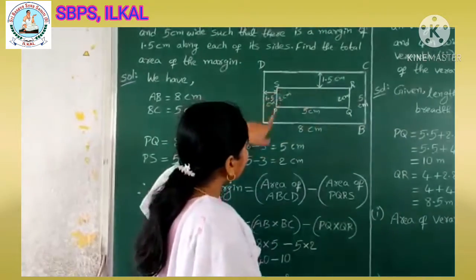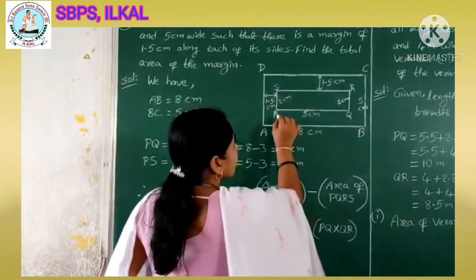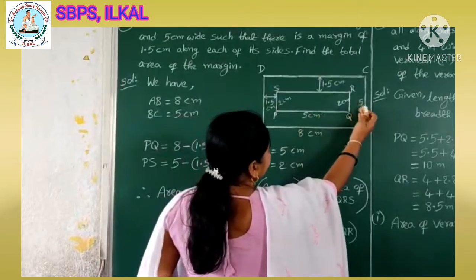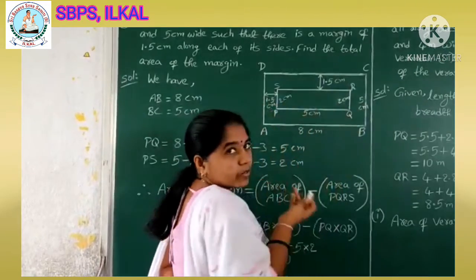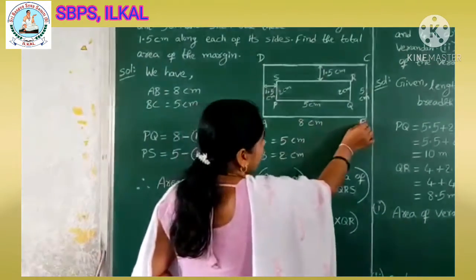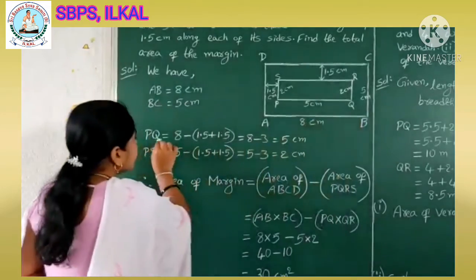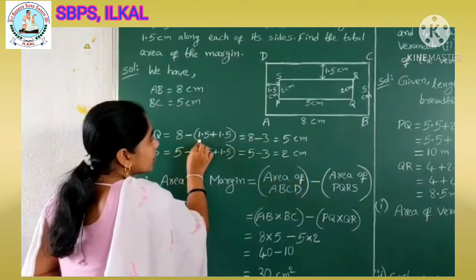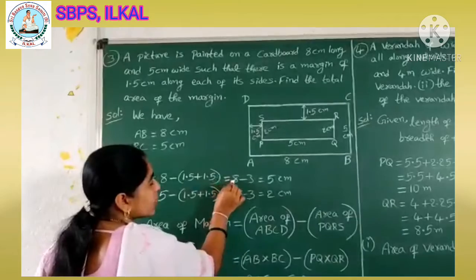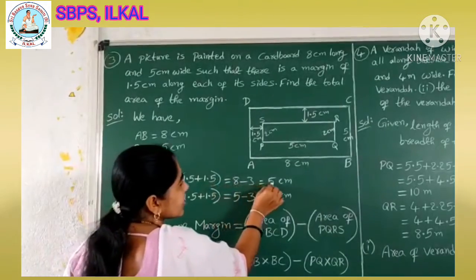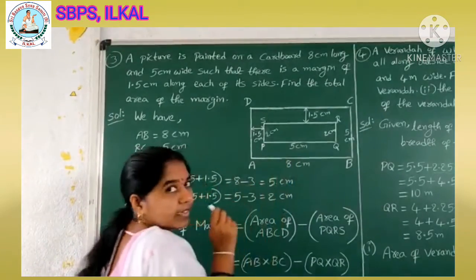Then we have to remove here to find PQ. PQ means here 1.5 and here 1.5 we have to remove from AD. Okay. PQ is equal to 8 minus of 1.5 plus 1.5, which is equal to 8 minus 3, which is equal to 5 centimeter. I have written here.